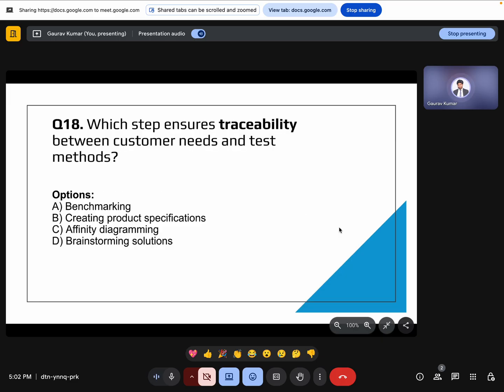Which step ensures traceability between customer needs and test methods? Benchmarking, creating product specifications, affinity diagramming, or brainstorming solutions. Question number 18.